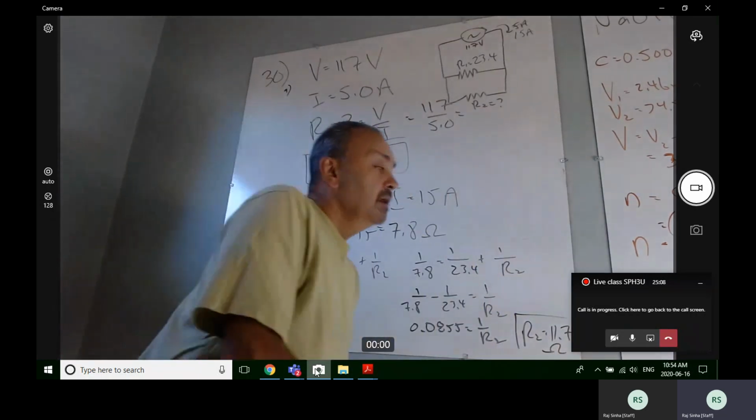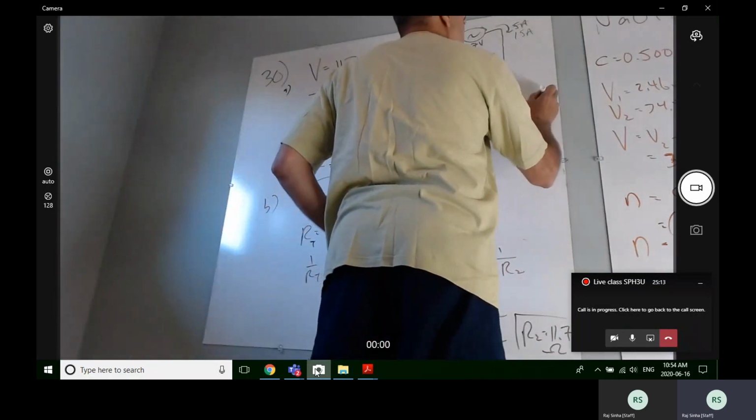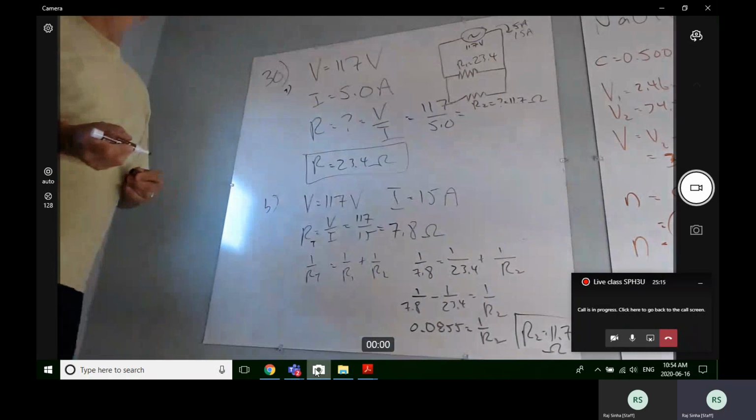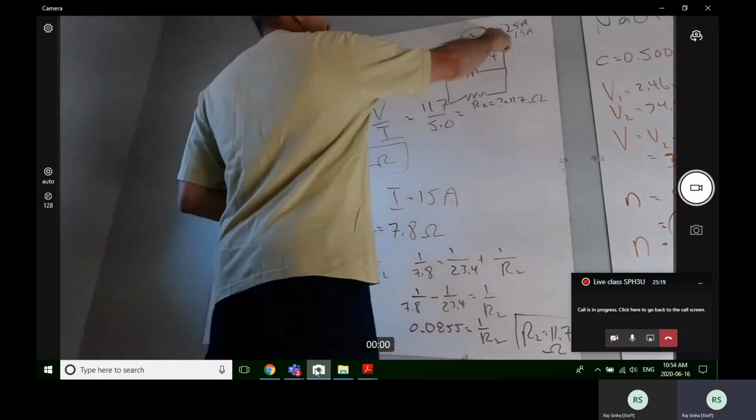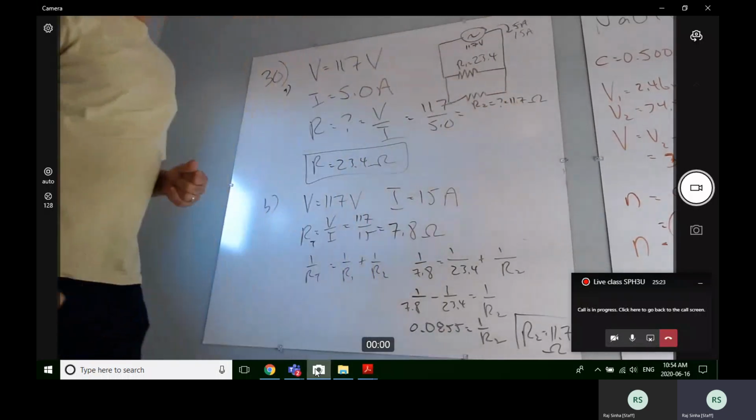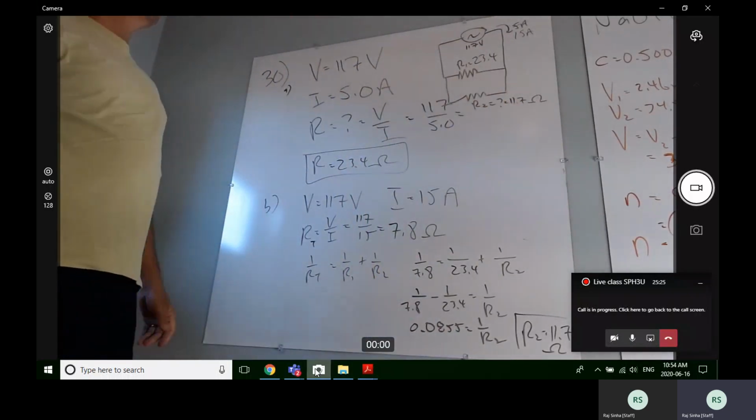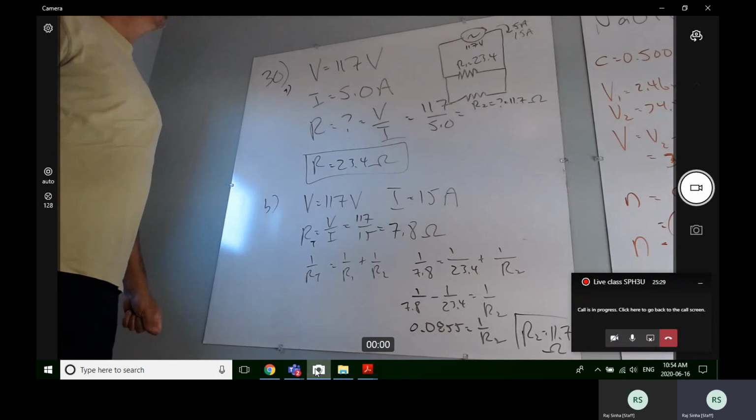So what that's saying is if I put an 11.7 ohm resistor here, some of the current leaving the source will go through this resistor and some of it will go through this resistor, but in total, I've increased the current by decreasing the resistance.